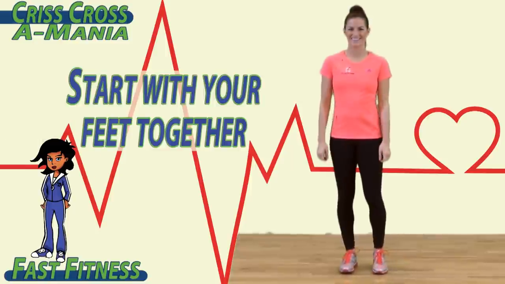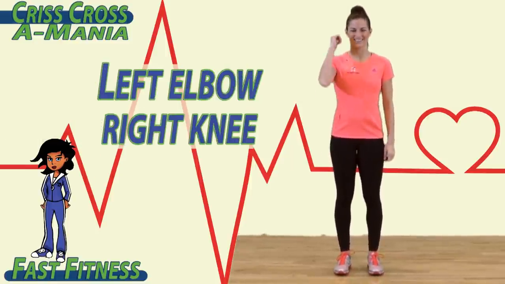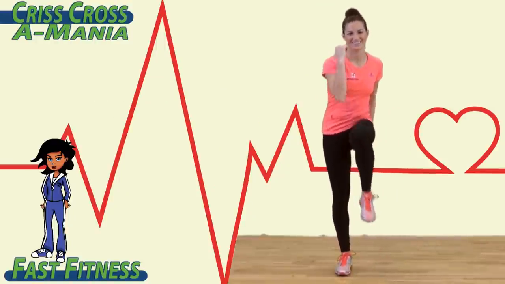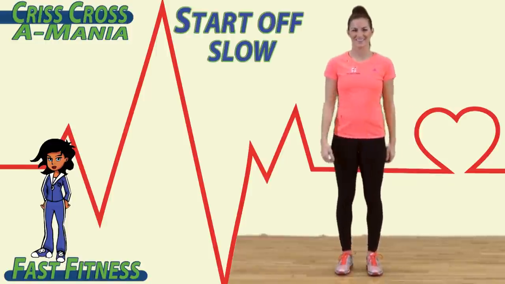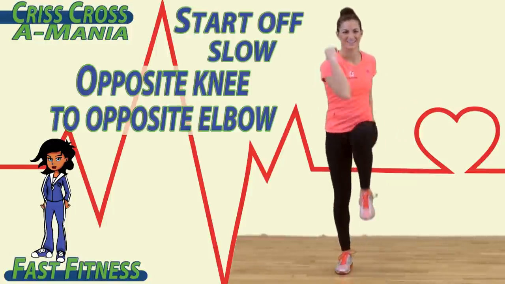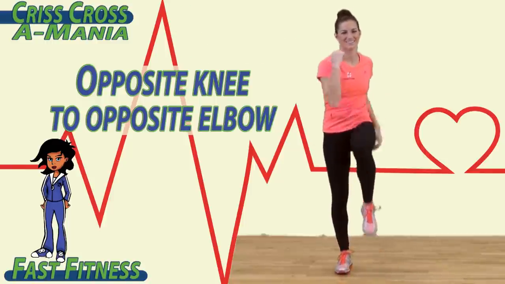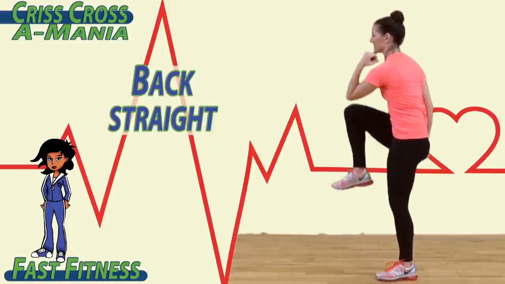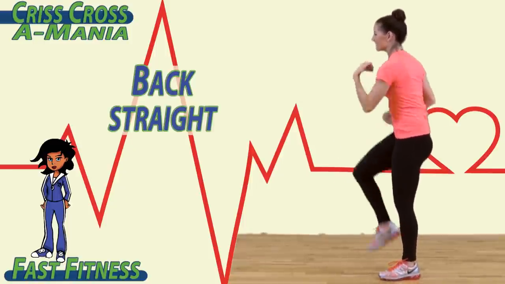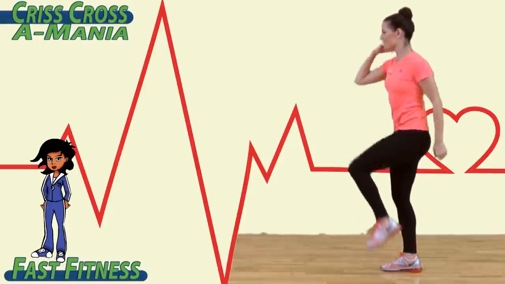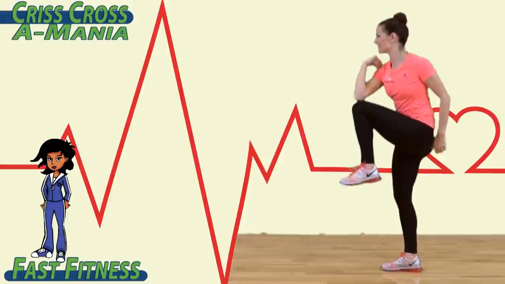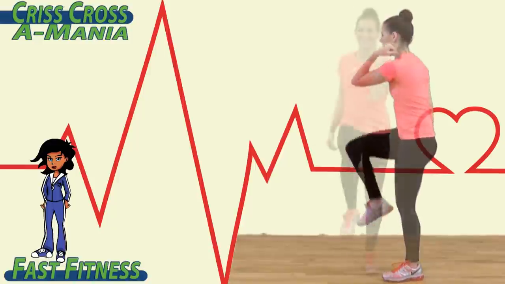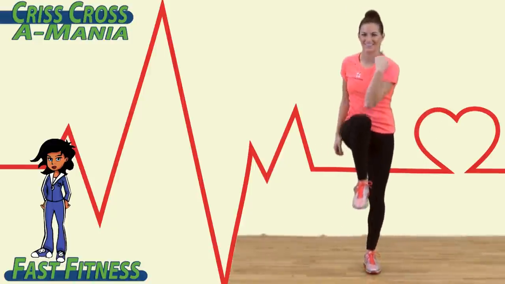To begin, start with your feet together. Touch your left elbow to your right knee, and then right elbow to your left knee. Start off slow, touching opposite knee to opposite elbow, and as you feel more comfortable, increase the speed. Try to keep your back straight, lifting your knees up high to touch your opposite elbow. Good job!